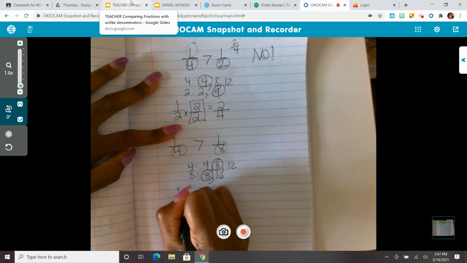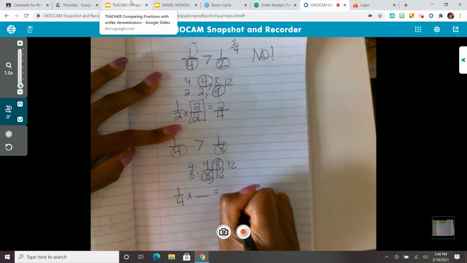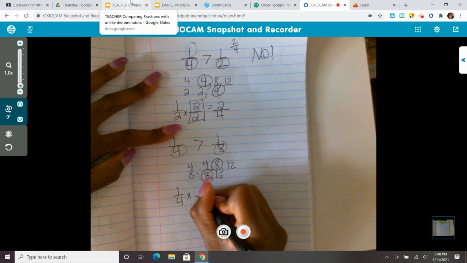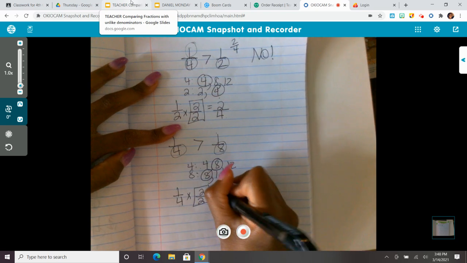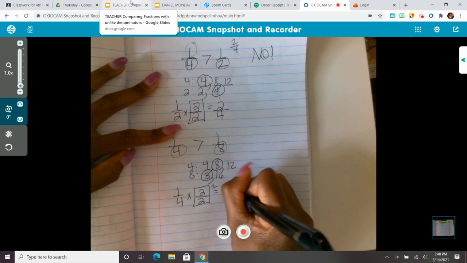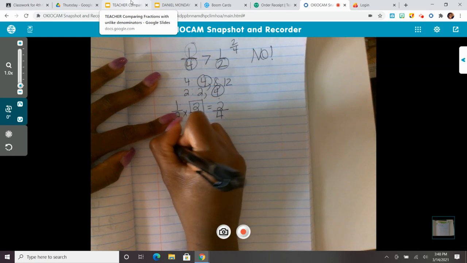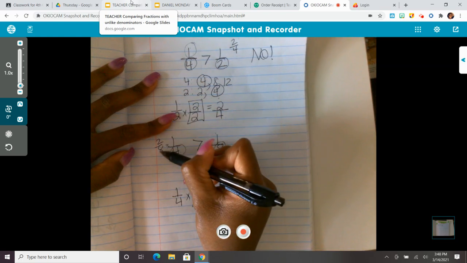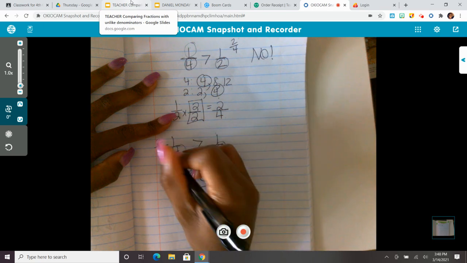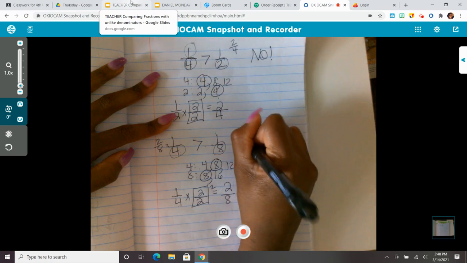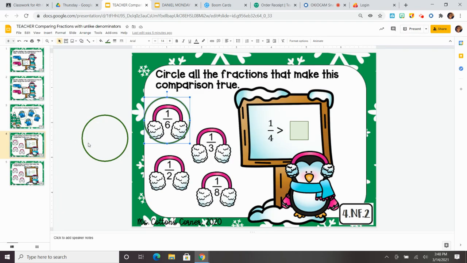So that means I'm going to do 1/4 times blank equals blank eighths. 4 times what gives me 8? 4 times 2. 2 here, 2 on top. 2 halves is equivalent to 1 whole. So 1 times 2 is 2. So I know that 1/4 is equivalent to 2/8. All right, so now I'm comparing 2/8 and 1/8. 2/8, or 1/4, is greater than 1/8. Is that true or false? That is true. So I would circle 1/8.